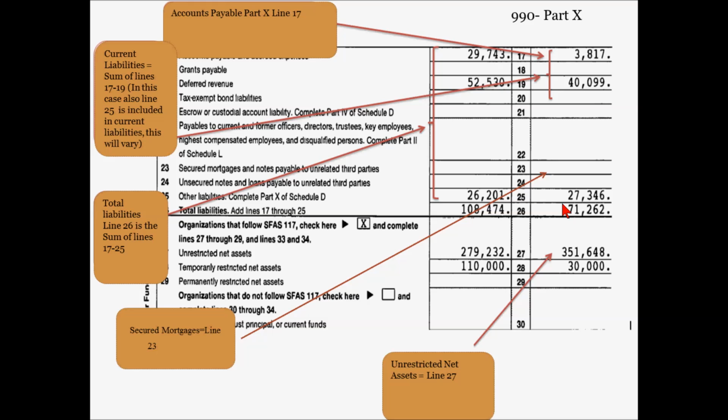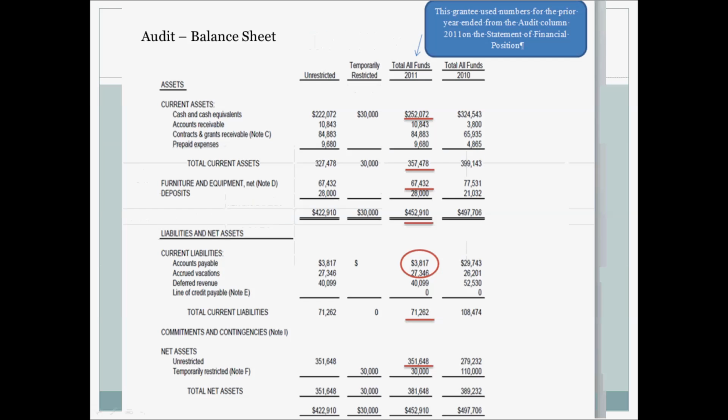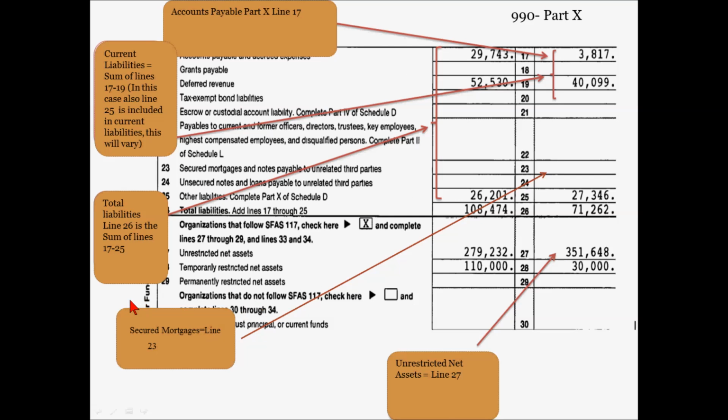Secured mortgages and notes payable. This is the total amount of mortgages and other notes payable to financial institutions or other third parties that are secured by investment or other real property as of the end of the year. Secured mortgages would be listed on the balance sheet under long-term debt. In this case, the applicant does not have any. On the 990, secured mortgages and notes payable would be listed on line 23.